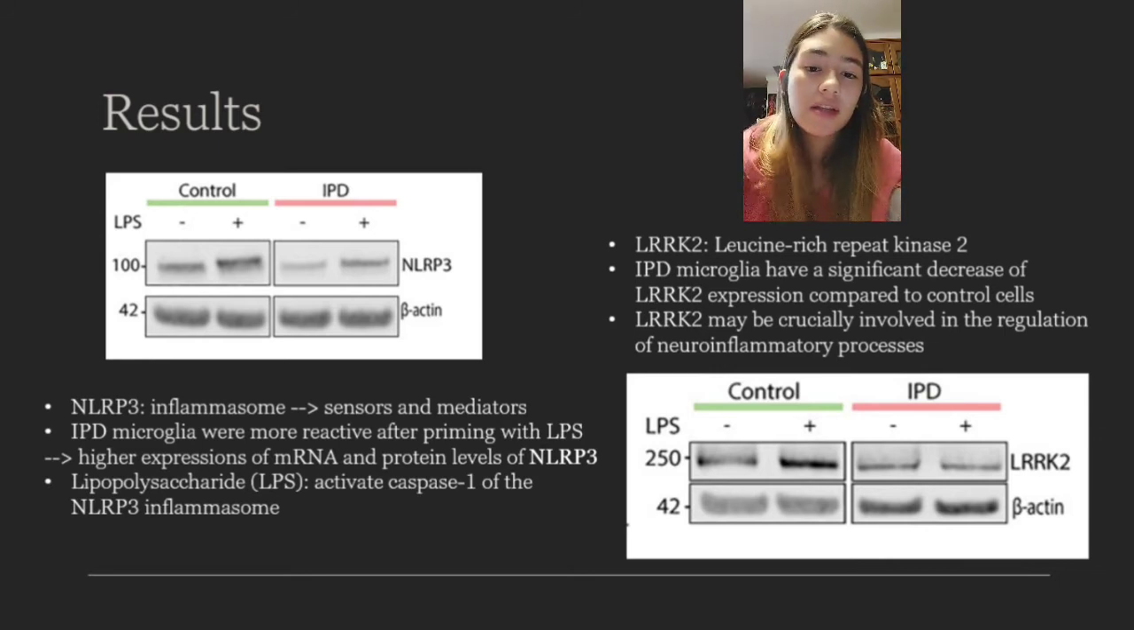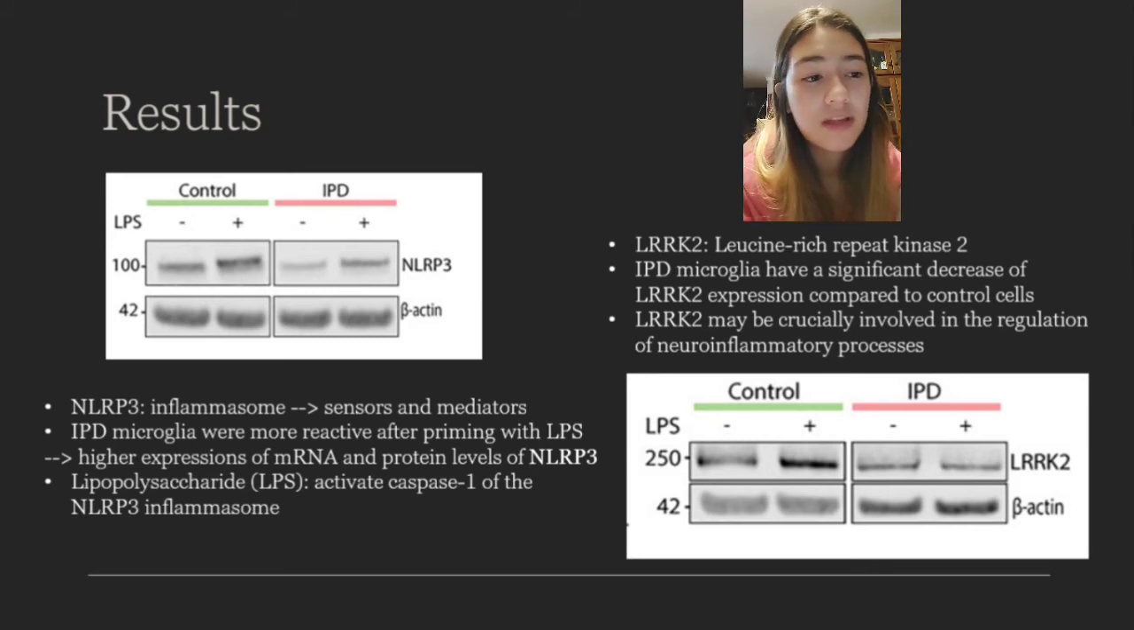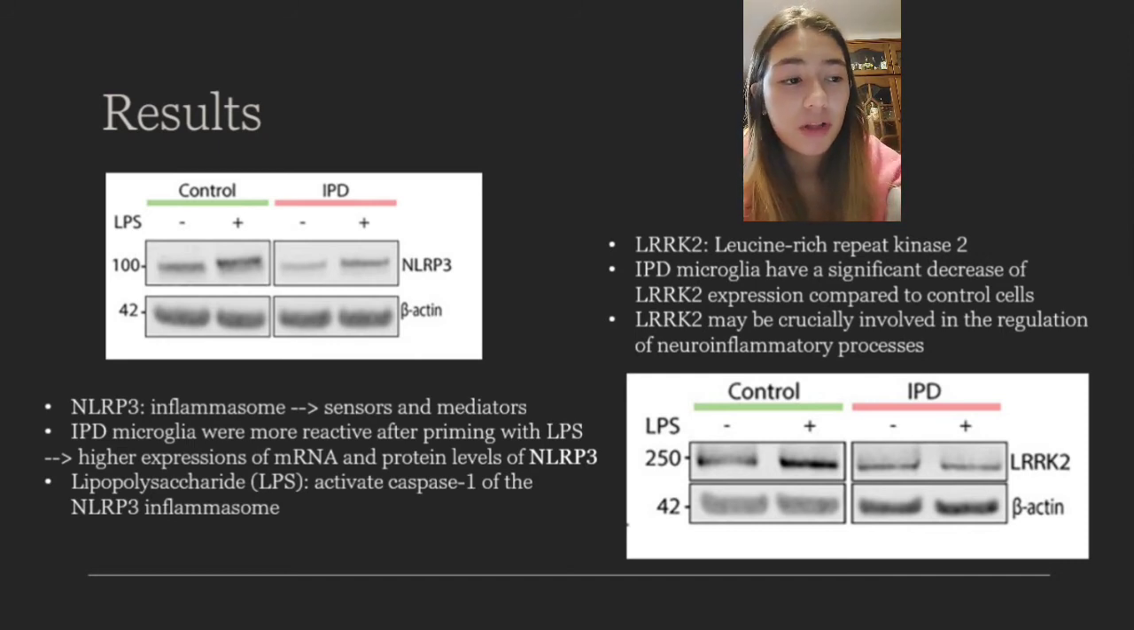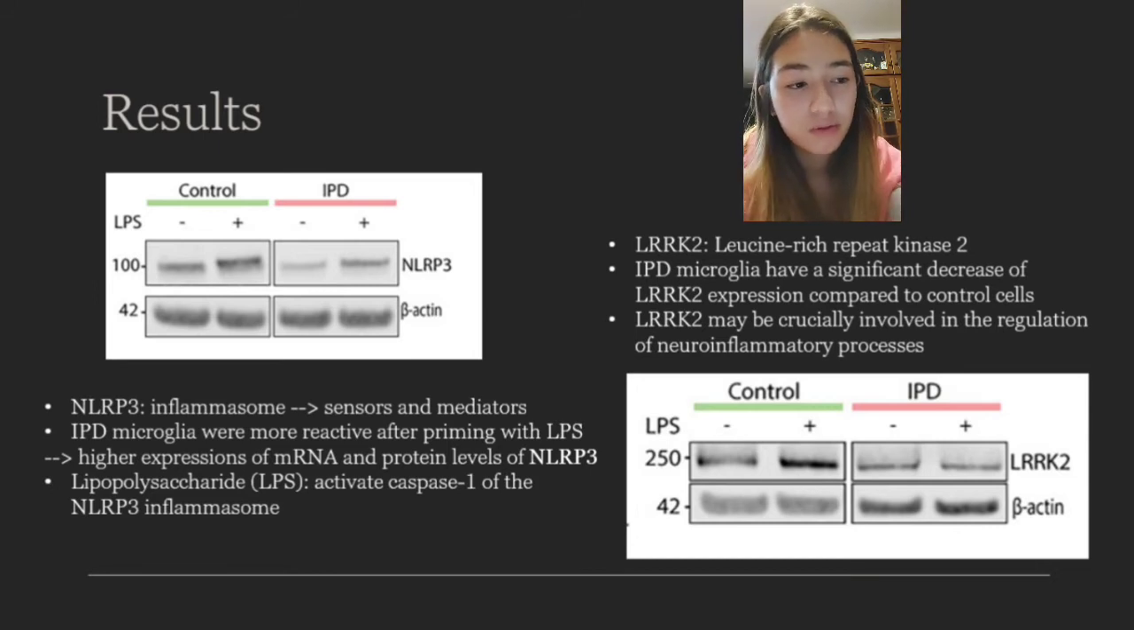But although the authors said that IPD shows a higher expression, we can see in the picture that the control cells are darker. Okay. In the other picture, they measure the expression of LRRK2, that is leucine-rich repeat kinase 2, and we can see that IPD microglia have a significant decrease of this kinase expression compared to control cells, and LRRK2 may be crucially involved in the regulation of the neuroinflammatory process. That is why it's downregulated in IPD compared to control cells.